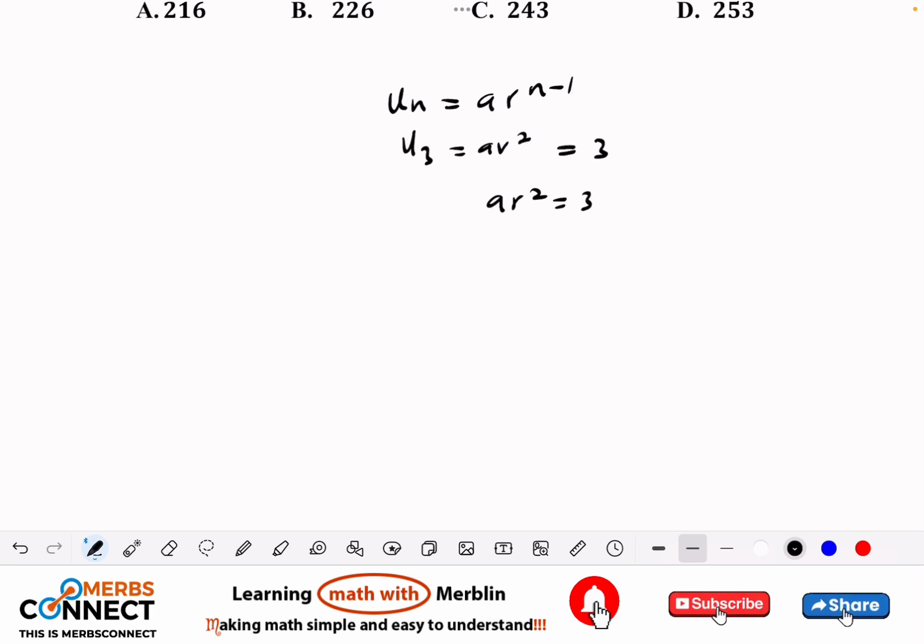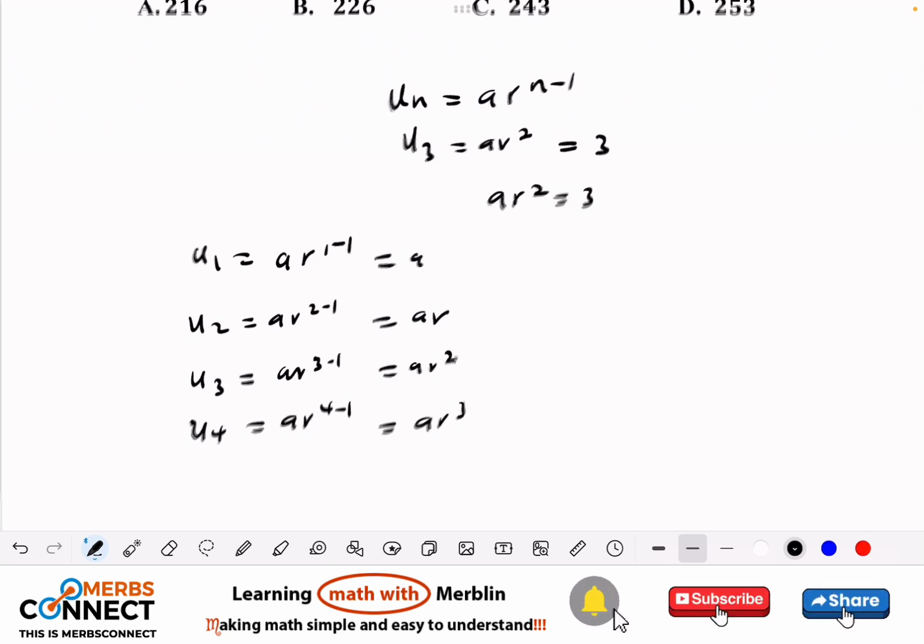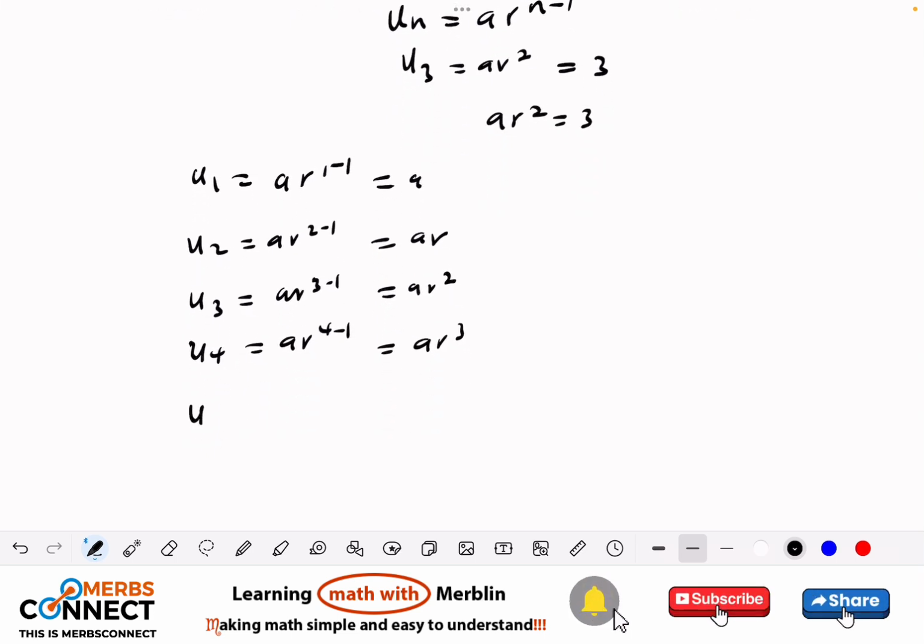Let's go with them. U1 is ar to the power 1 minus 1, which is a. U2 is ar to the power 2 minus 1, which is equal to ar. U3 is ar to the power 3 minus 1, which is ar squared. U4, ar to the power 4 minus 1, which is ar cubed, right? And then U5 is equal to ar to the power 5 minus 1, which is ar to the power 4.